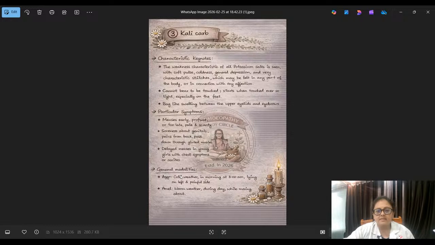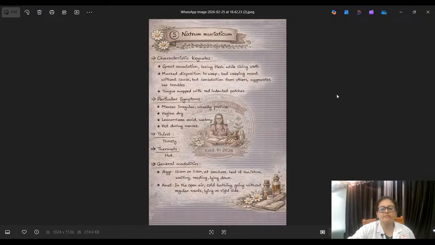General modalities: aggravation in cold weather, in the morning at 3 a.m., lying on the left and painful side; amelioration in warm weather. Again, the Kali carb patient is thirsty and chilly. Okay, next, Natrum mur. Natrum mur: great emaciation, losing flesh while eating well.